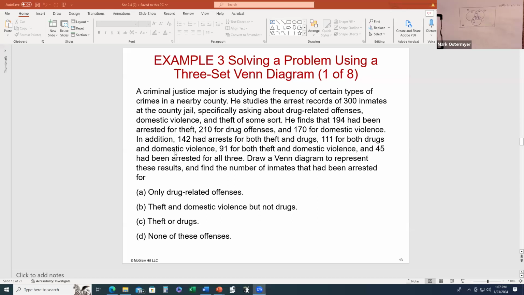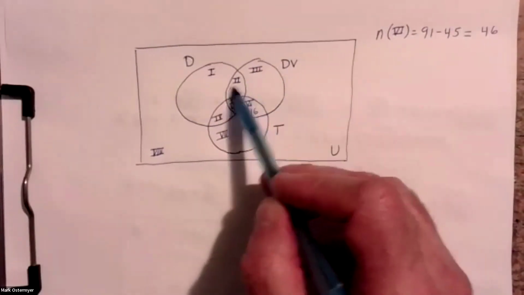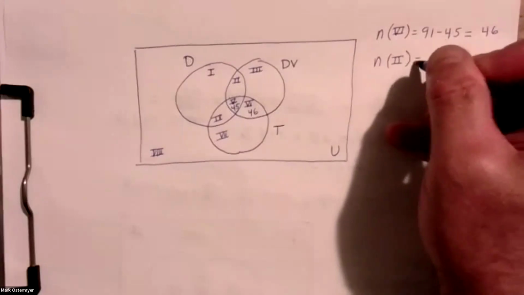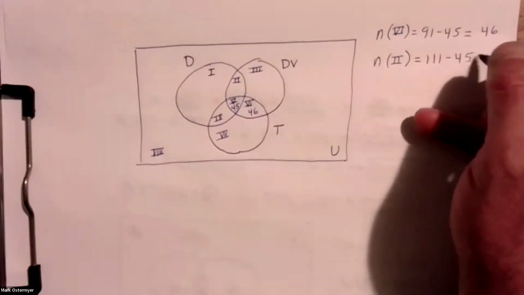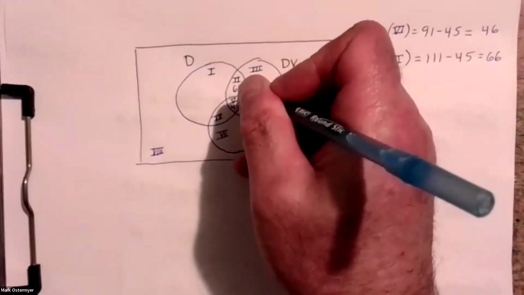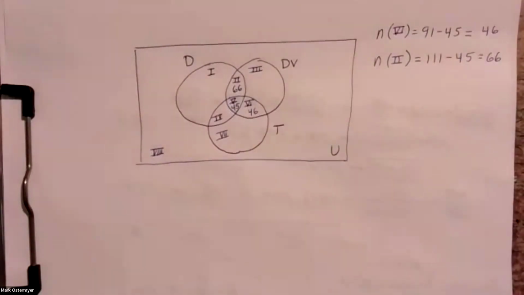After the number 91, we read backwards and we hit the number 111. 111 for both drugs and domestic violence. That would be this. But of the 111, how many have been accounted for? 45. So the cardinality of region two would be 111 minus 45. And what does that give us? 66. So 66 inmates had drug and domestic violence offenses, but not theft offenses. Okay. See how we're populating the numbers, reading backwards through the word problem here.